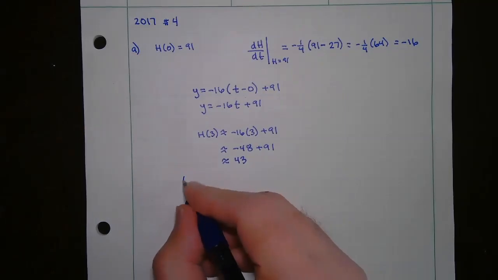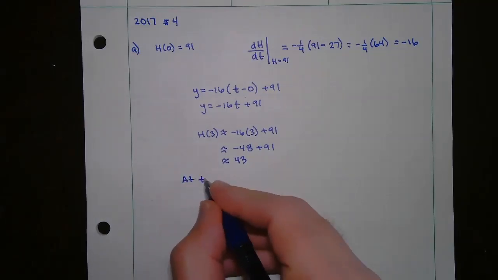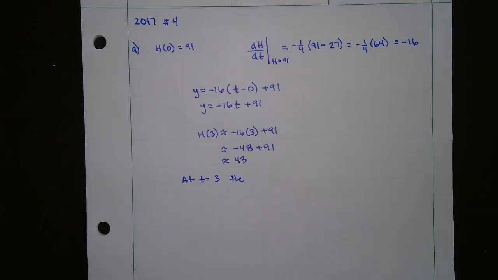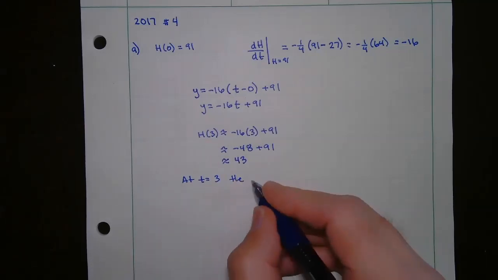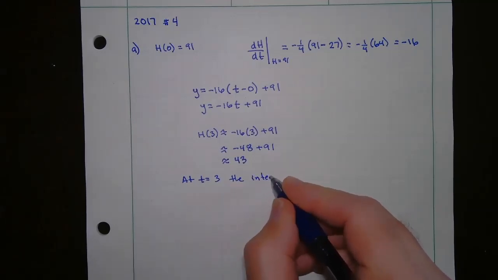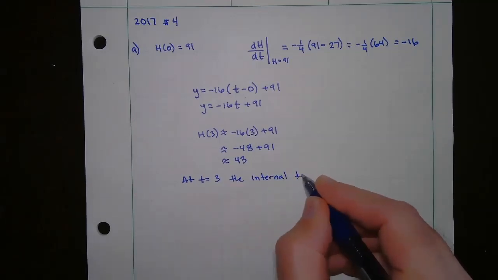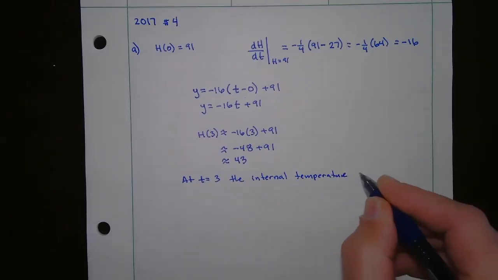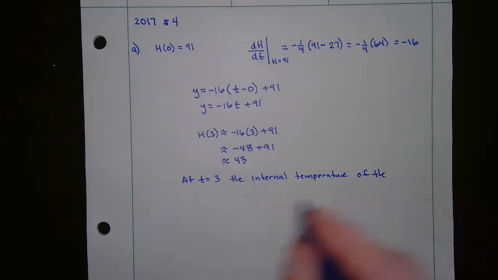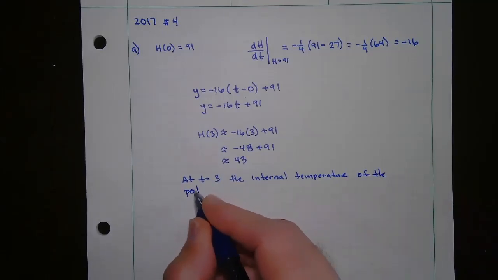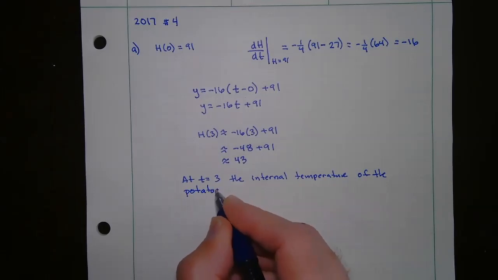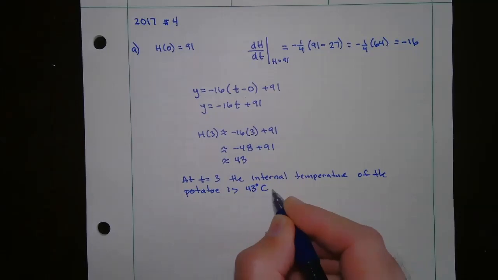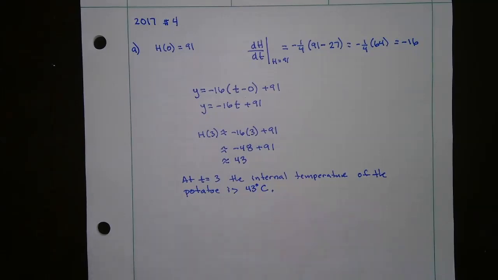At t equals 3, the internal temperature of the potato is 43 degrees Celsius. Okay, and that's the answer to question A.